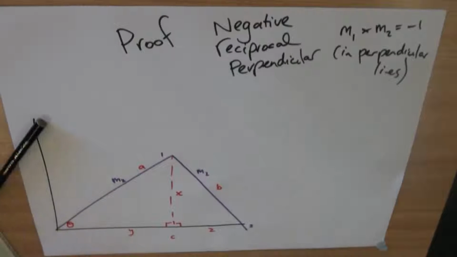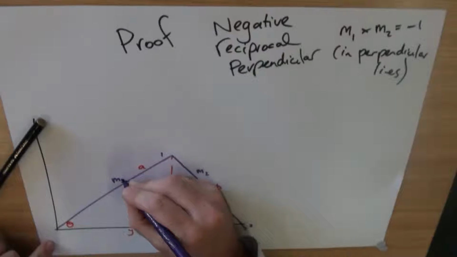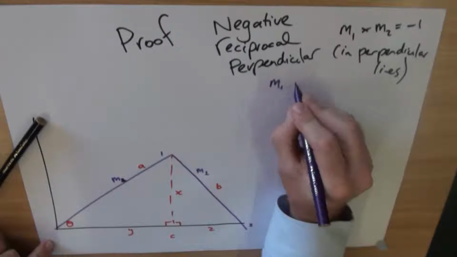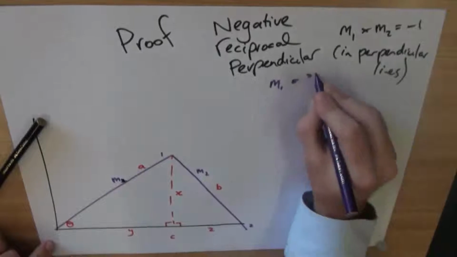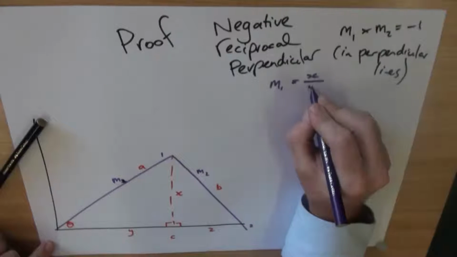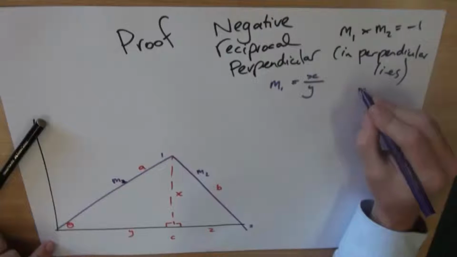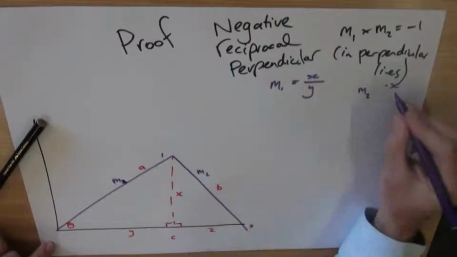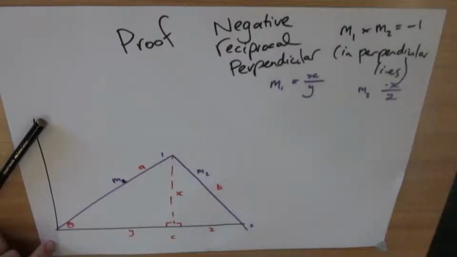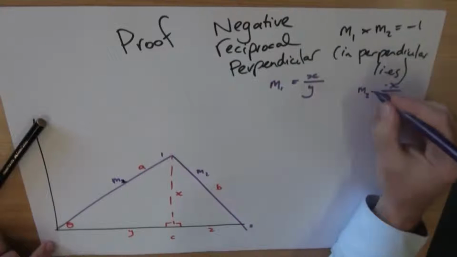Now we know that the gradient, that's m1, not m2. The gradient of line 1, m1, is going to be rise over run. It rises x and it runs y. Okay, the gradient of line 2 is going to be minus x and it runs z. Okay, so that's very interesting.